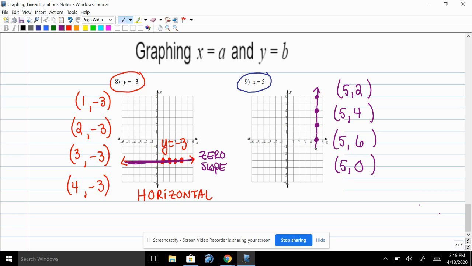If you connect those points, you have the opposite of a flat line. This is going to be a vertical line. Now, this is going straight up and down. So let's talk about the slope real quick of this one. The slope of this one is a little bit weirder because it's not flat, it's straight up and down.